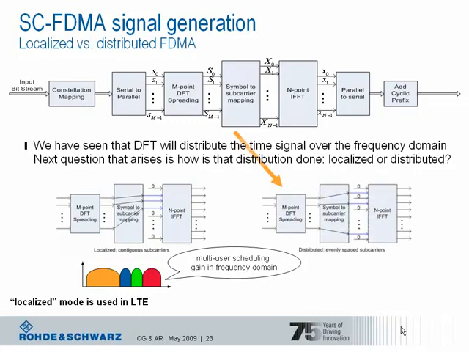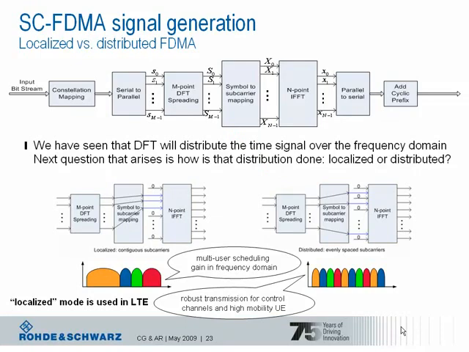The other mode is distributed subcarrier mapping. In that case, single carrier FDMA is referred to as interleaved FDMA. In this mode, the modulation symbols are equally spaced over the entire bandwidth. The advantage of this mode is the robust transmission of control channels and the support of high mobility of the terminal. Now the question is, which of the two modes is realized within LTE? The decision was that the localized mode fits better to the overall system requirements. Further, both modes impact the peak to average power ratio differently.